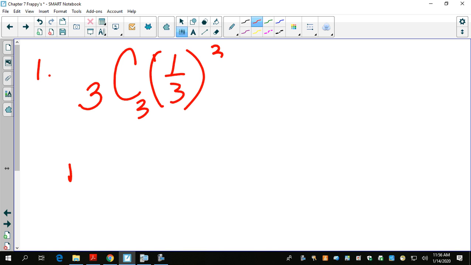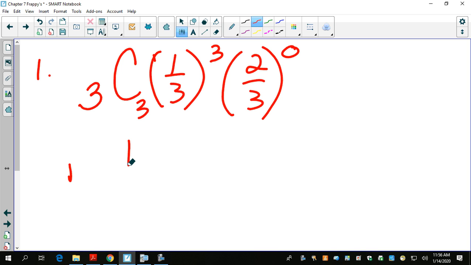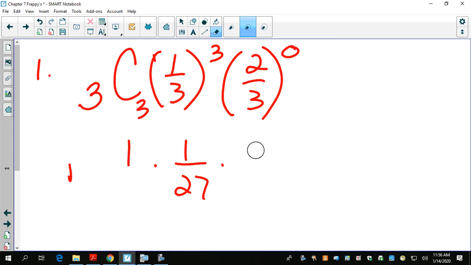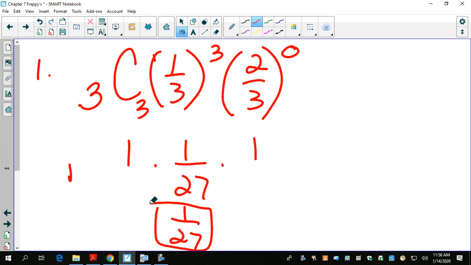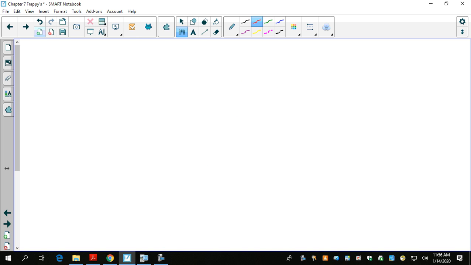So again, this number always has to match this number. And then the complement would be 2/3 or failure. And then these two always have to add to the number of trials. So this is 3C3, which is 1, always. 1 over 3 cubed is 27 times, this would just be 1. So that's going to give me 1 out of 27. So that's the first one.